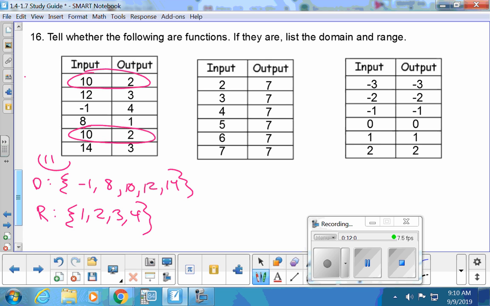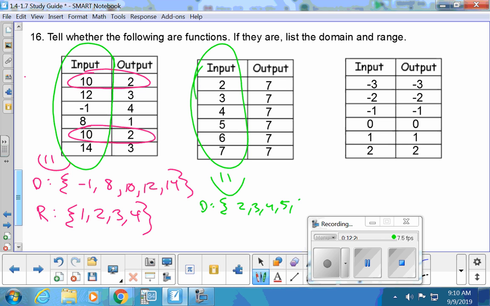What's going on in the second one? Is it a yes or a no? So who's ruining it, Brad? So when you guys check to see if somebody's ruining it, you only want to check the inputs. So this one's actually fine. All right. The domain would be all your x values, all your inputs. 2, 3, 4, 5, 6, 7. And then your range is your outputs, just 7.